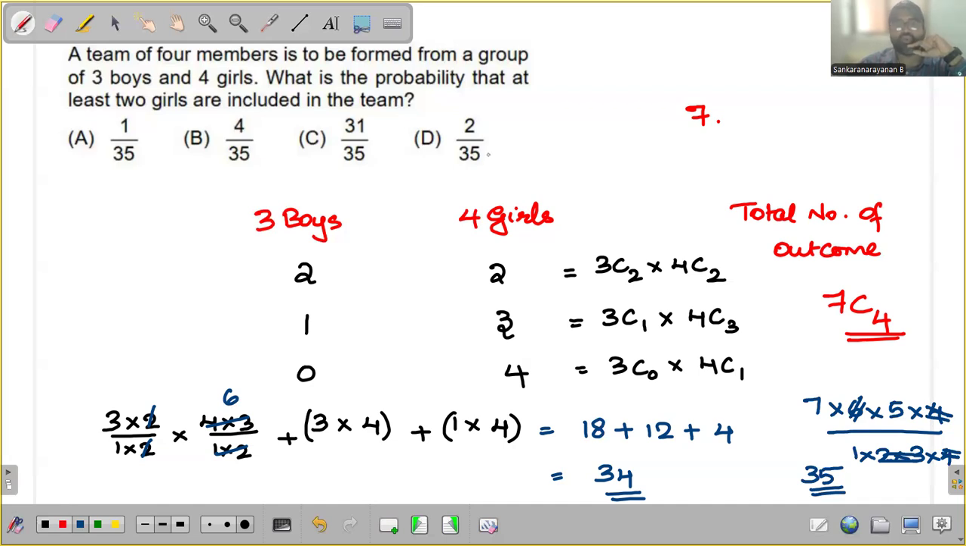4C1, it is 4, no? One second. 4C4 it is. Okay, that's the place where I made the mistake. Let me correct it. This is 4C4, and that is coming as 1.